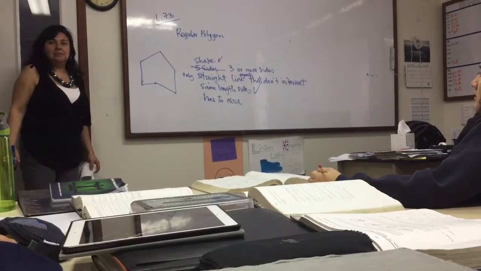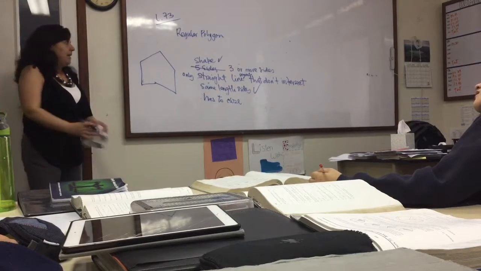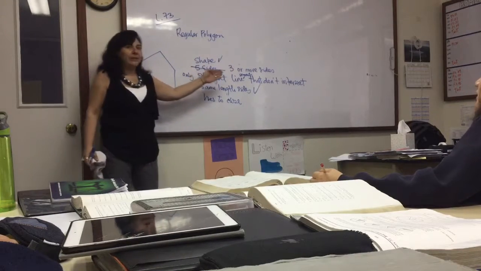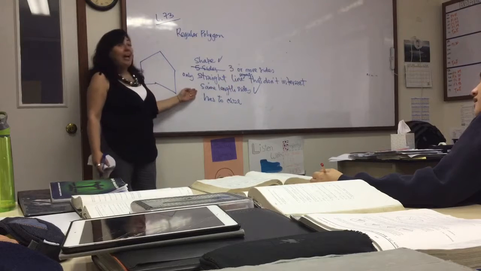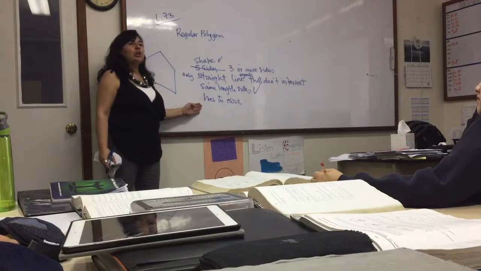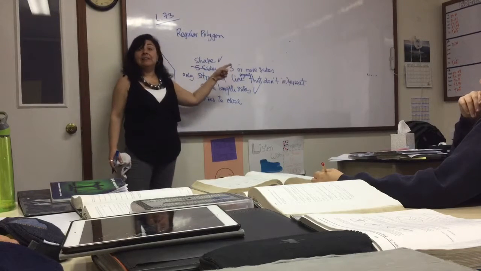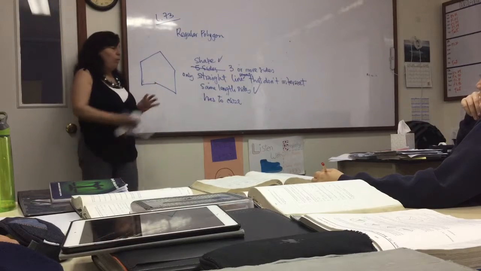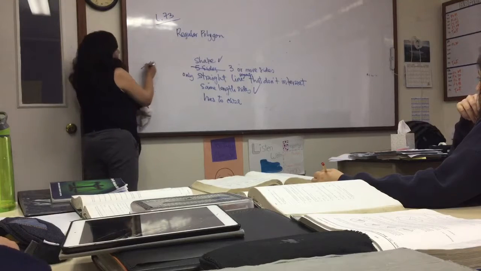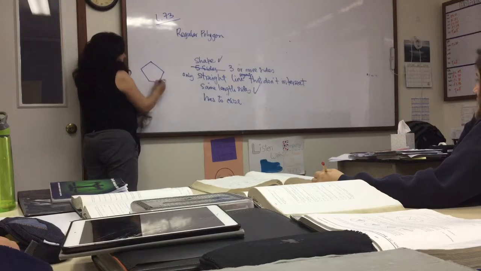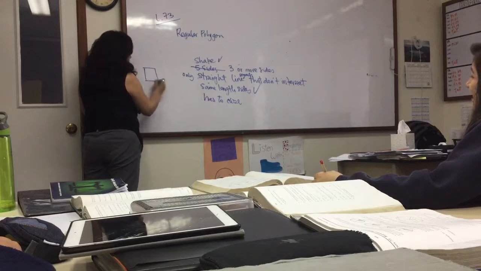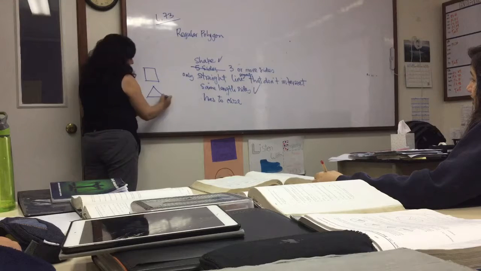Now, what is a regular polygon? When all the sides are the same. A shape with 3 or more sides that don't intersect inside. They all have the same length and they are all closed. Okay? Is this a regular polygon? No. Is this one a regular polygon? Sort of. How about this one? Yes.